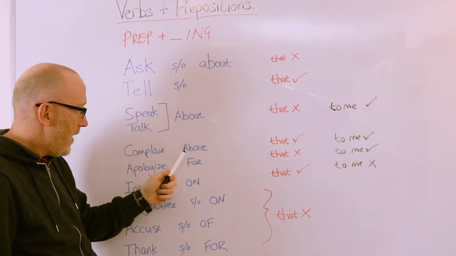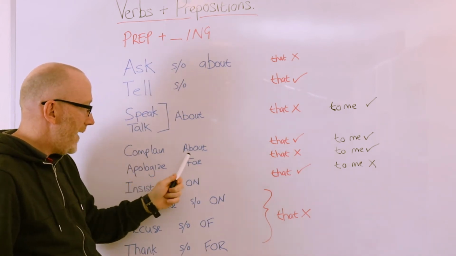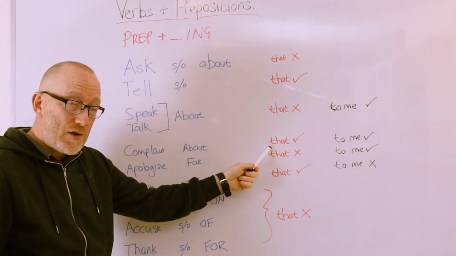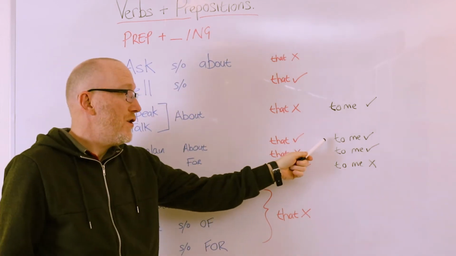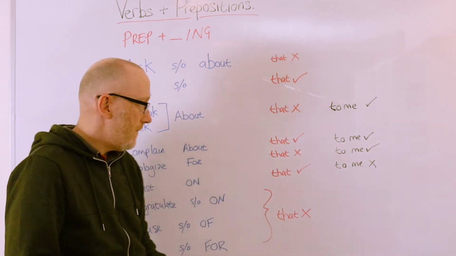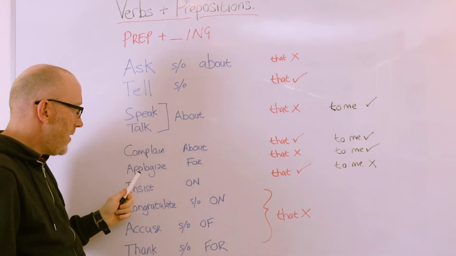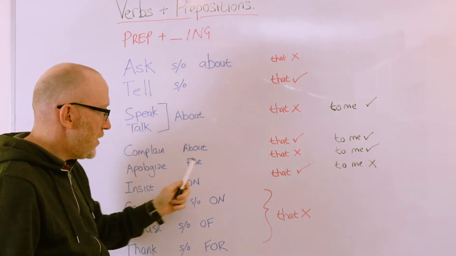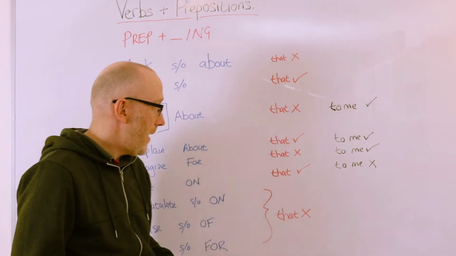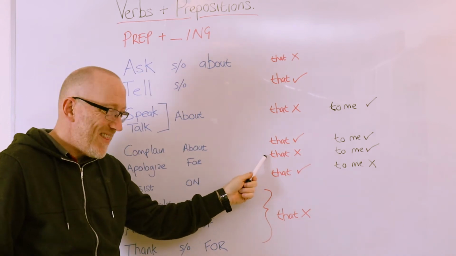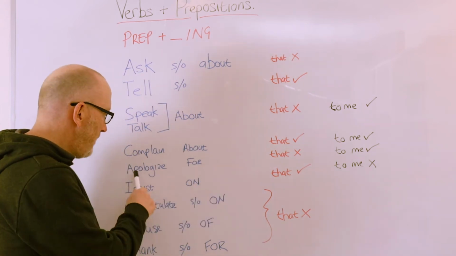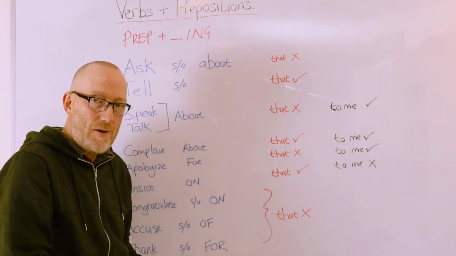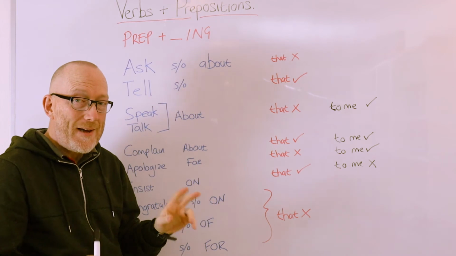Complain. Complain about. The preposition that follows complain is going to be about. You can also complain that something is wrong, and you can also complain to me that something is wrong. The same with apologise. Apologise for something, and you can apologise to me for something. But you cannot apologise that something. A lot of people make this mistake, but you cannot apologise that. Okay? It may sound correct, but believe me, it's wrong.